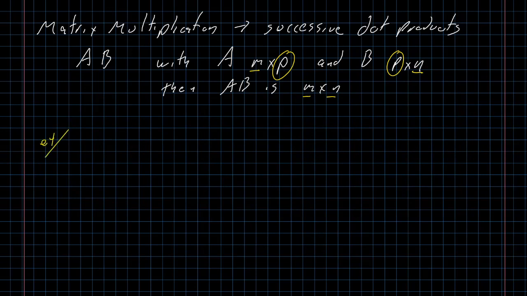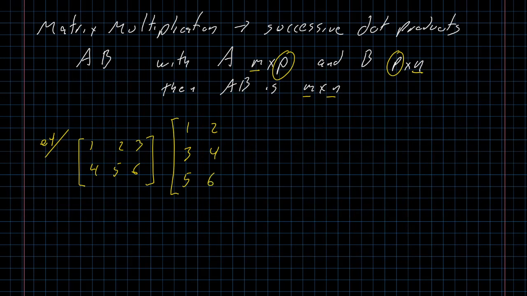Let's jump into a really quick example. I'm going to take some matrices that we've worked with before. 1, 2, 3, 4, 5, 6, and 1, 2, 3, 4, 5, 6. Notice that matrix A has 2 rows and 3 columns. Matrix B has 3 rows and 2 columns. The number of columns in the first matrix and the number of rows in the second matrix are the same.